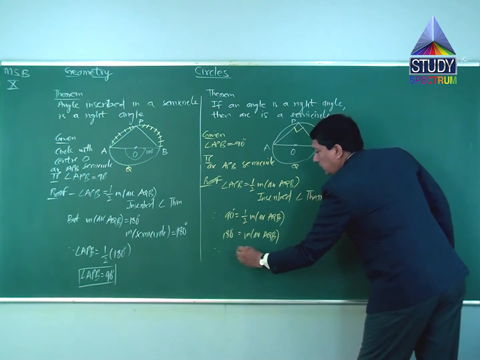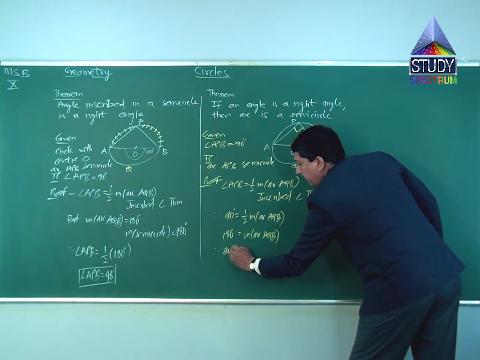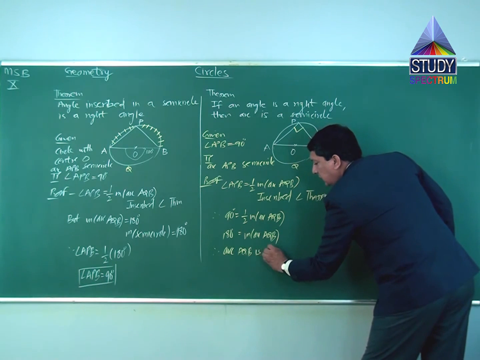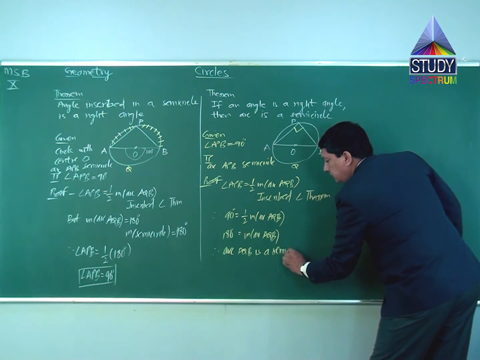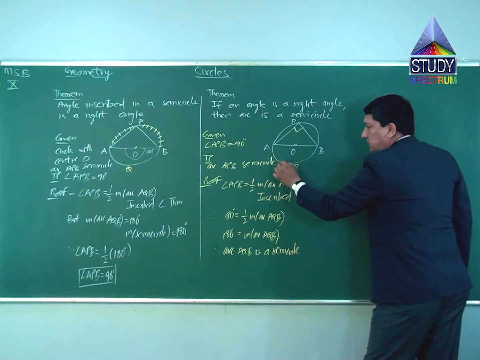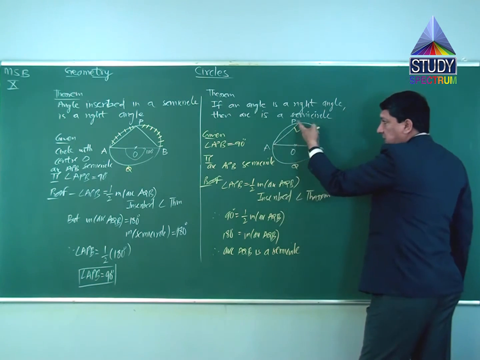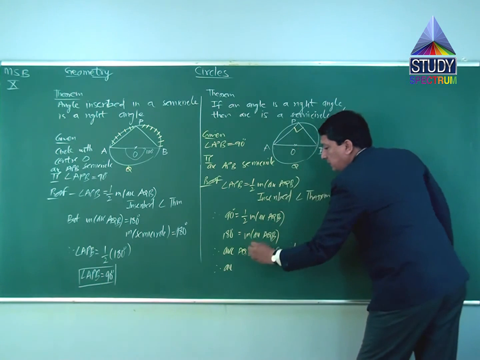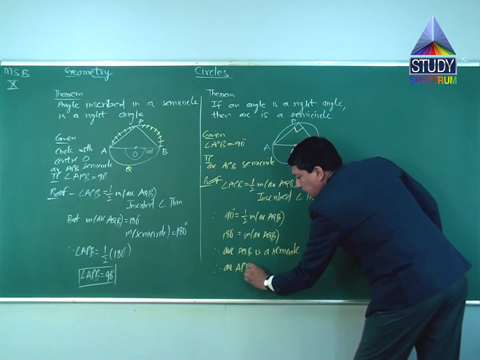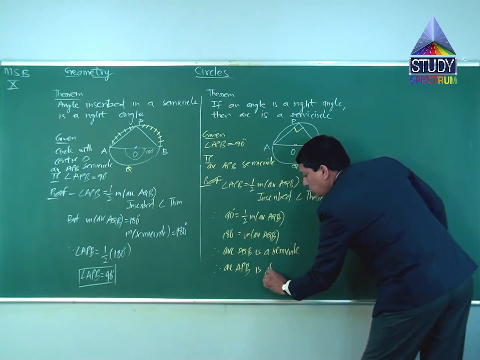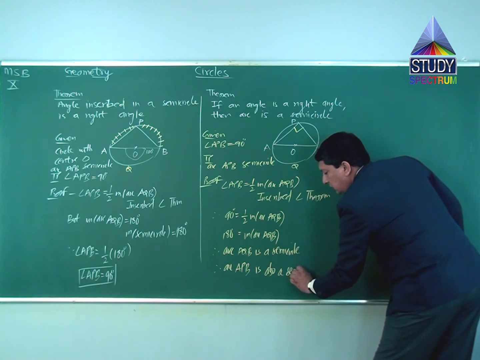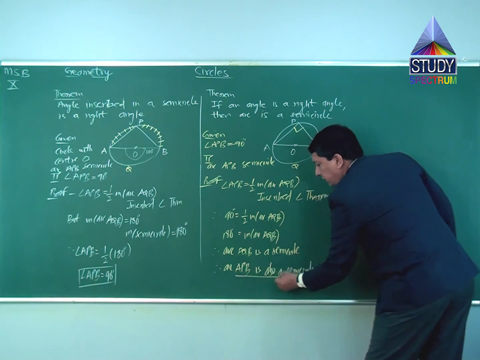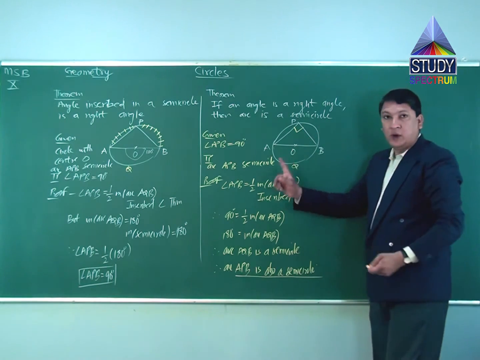Therefore, arc AQB is a semicircle. So this arc becomes a semicircle. The result is, therefore, arc APB is also a semicircle. This is what we wanted. So we got two answers now.